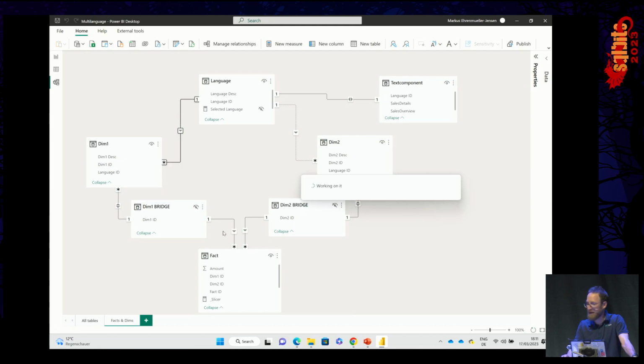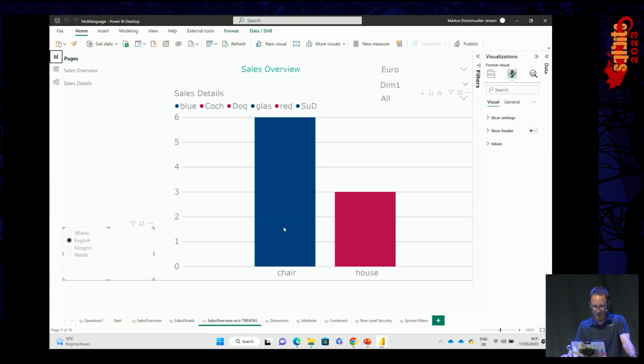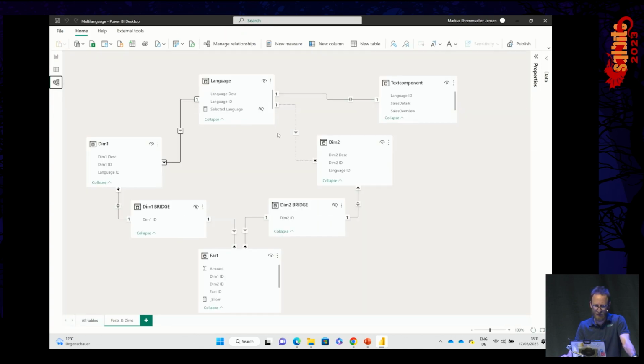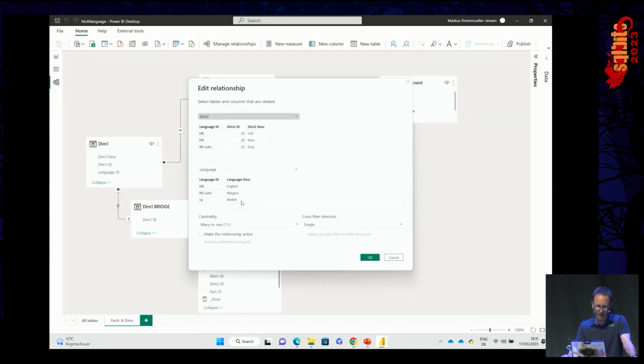Everything is fine. So if you now jump back, one of the languages should be filtered correctly, right? So we see now the chair and the house, but still the numbers are too high because the other dimension is not filtered by the language. So I can also go there and then activate this one.